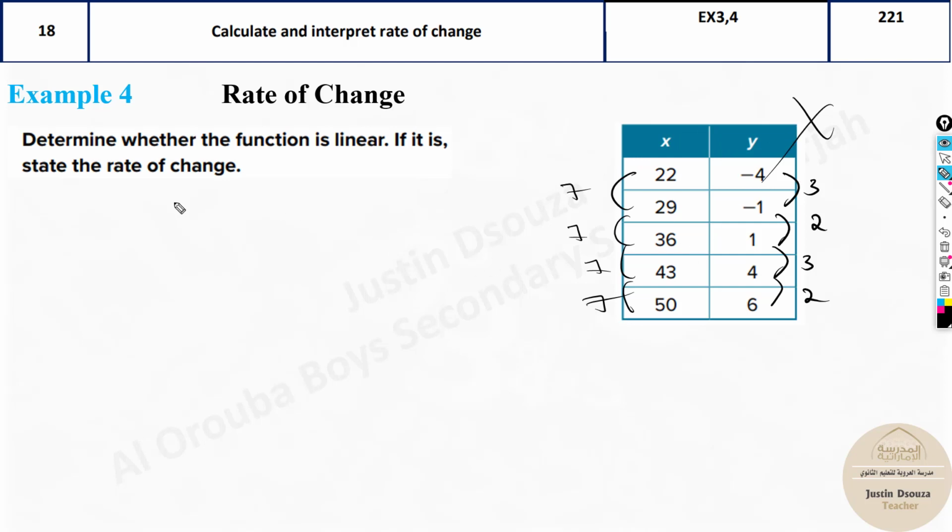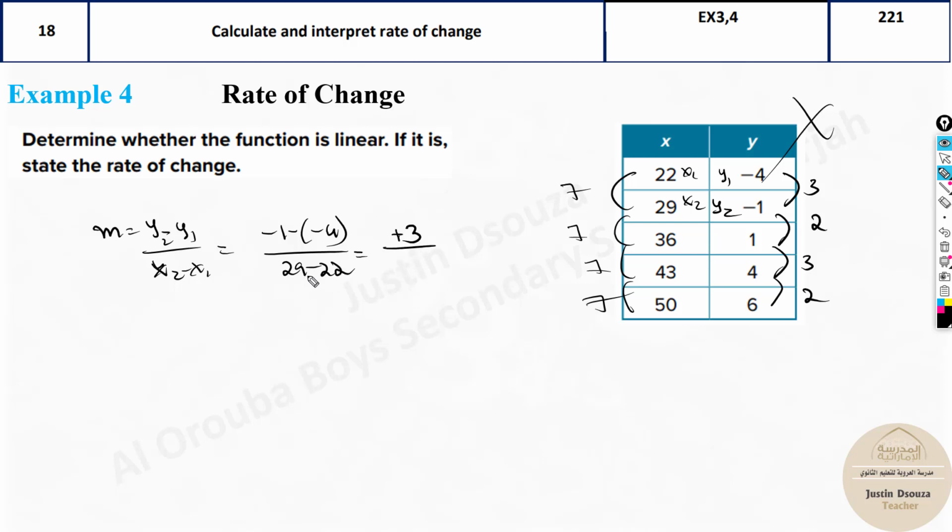Now let's find the slope. M equals what? y2 minus y1 by x2 minus x1. So substitute. I'll take this and this, first two values. x1, y1, x2, y2. So it'll be minus 1 subtraction from minus 4 divided by 29 minus 22. The answer is minus 1 plus 4. It'll be plus 3 divided by 29 minus 22 is 7. The answer is 3 by 7.